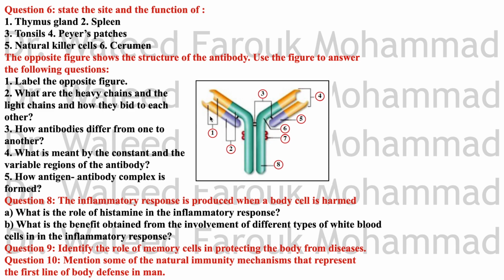Okay, mention some of the natural immunity mechanisms that represent the first line of body defense in man. Remember the barriers: the skin with its horny layer and sweat glands. Sweat in the skin also helps. Cerumen as the earwax. Tears for protecting the eye. Mucus in the respiratory tract.